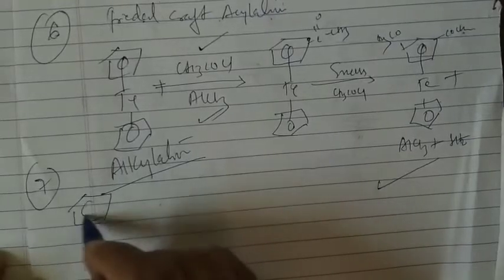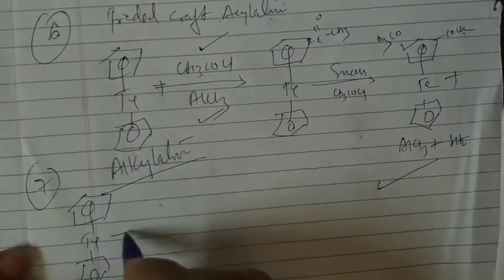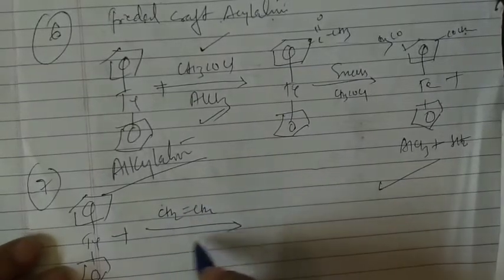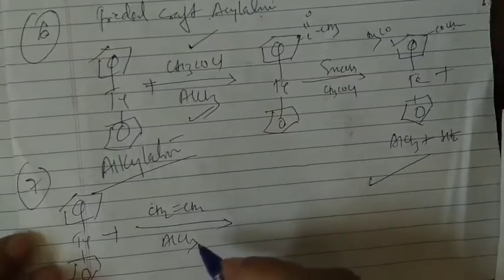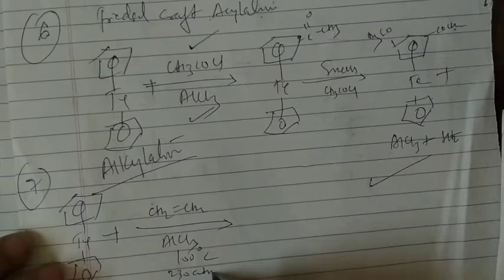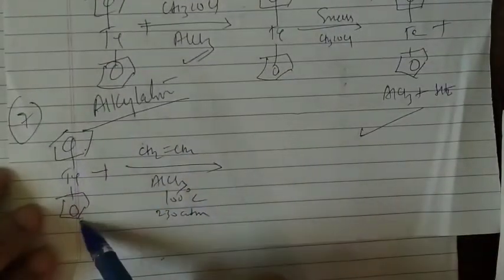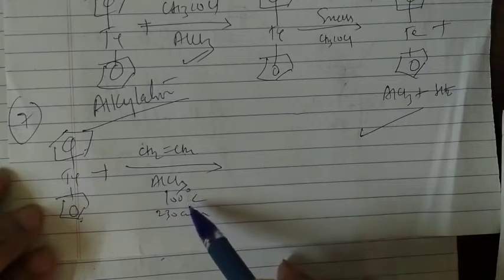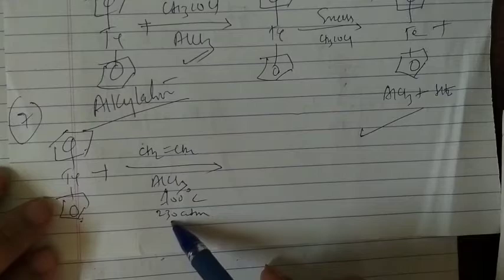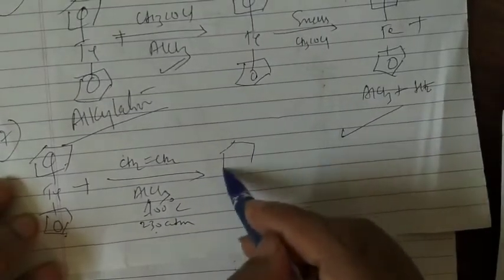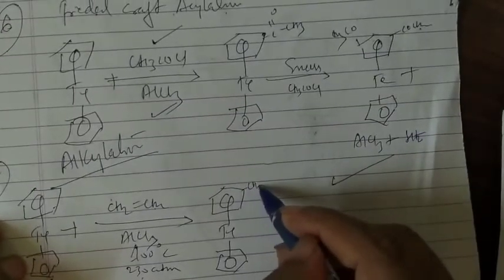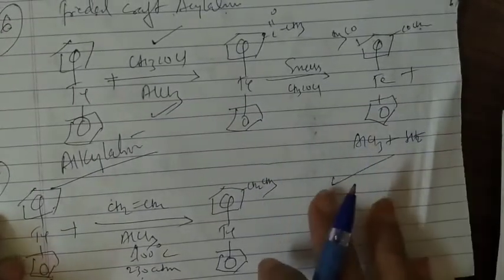Similarly, same thing, you start with your ferrocene like this, and for alkylation you treat with alkenes, CH2 double bond CH2, in the presence of again the catalyst AlCl3 at around 100 degrees centigrade and around 230 atmosphere. This condition is very important here for alkylation. So ferrocene and alkenes, you take AlCl3, 100 degrees centigrade temperature and 230 atmosphere pressure. You are going to get this compound, with CH2 CH3.